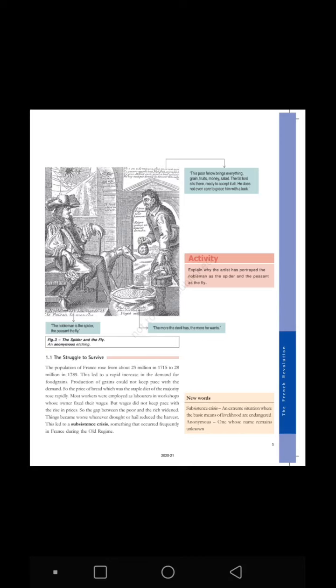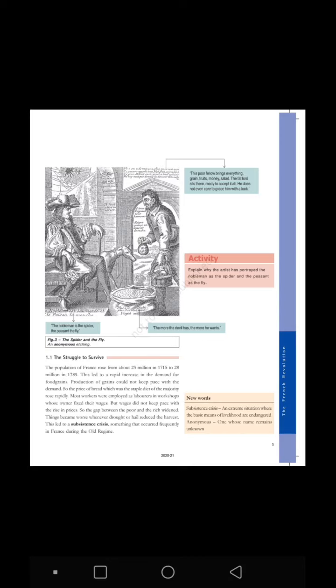Activity. Explain why the artist has portrayed the nobleman as the spider and the peasant as the fly. The nobleman is the spider, the peasant the fly. The more the devil has, the more he wants. New words. Subsistence crisis, an extreme situation where the basic means of livelihood are endangered. Anonymous, one whose name remains unknown.